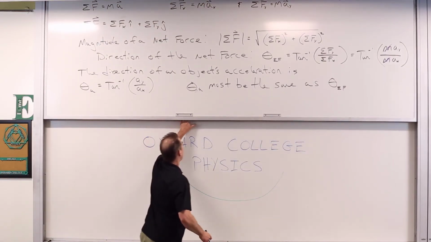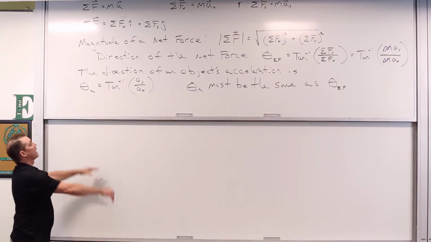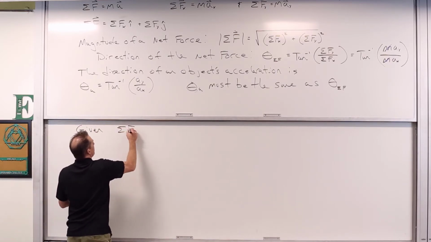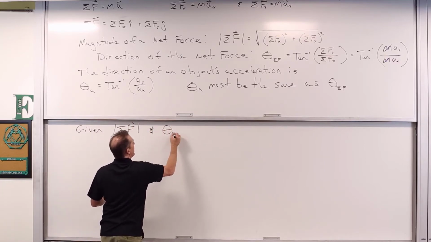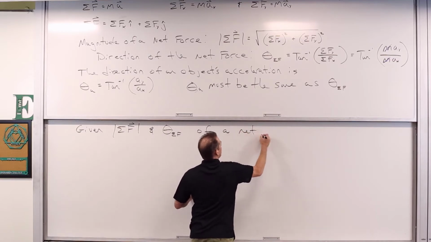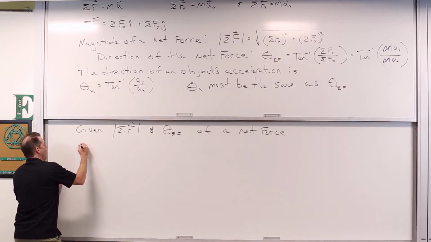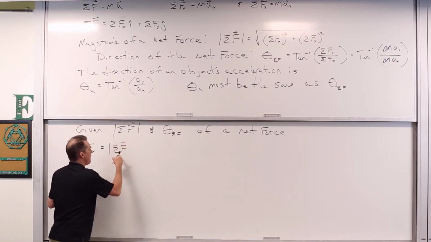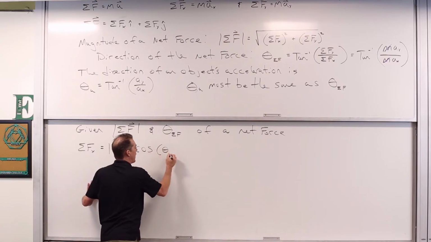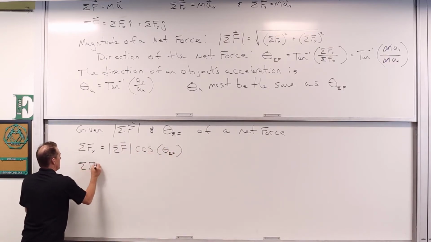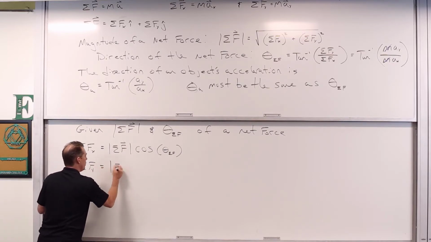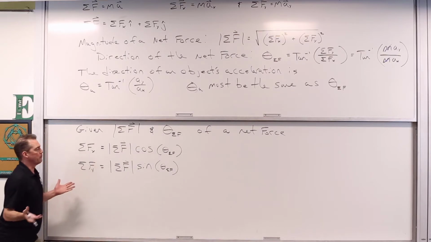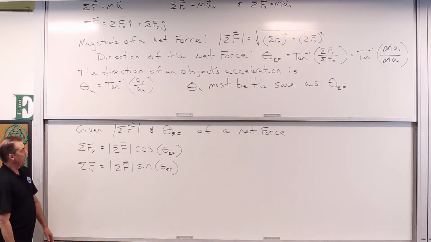All right. So, one other thing we go ahead and do is think about extracting out the x and y components given the magnitude and direction of a force. So, given the magnitude and theta sub sigma F of a net force, we have that the sum of the x components will be equal to the magnitude of the net force times the cosine of theta sub sigma F. And the y component of the net force would be equal to the magnitude of the net force multiplied by the sine of theta sub sigma F. Just like we've done before in resolving vectors into their x and y components. And that's pretty much that.